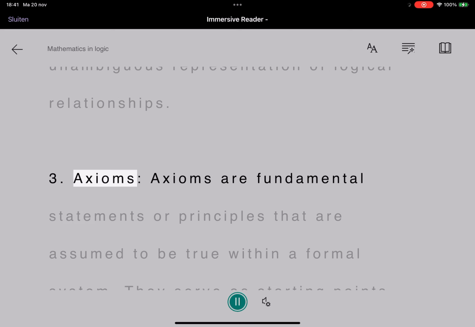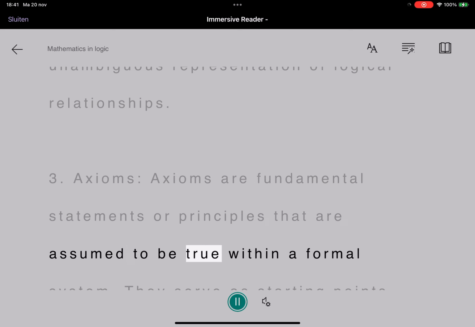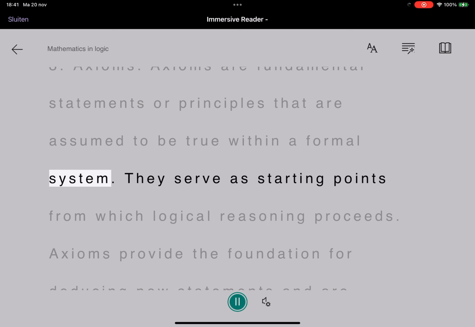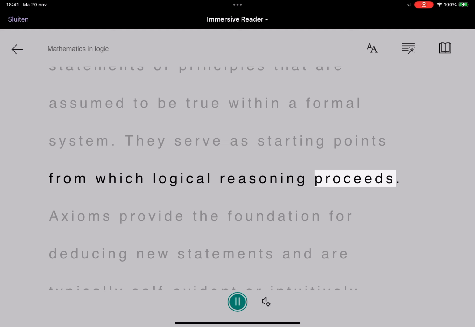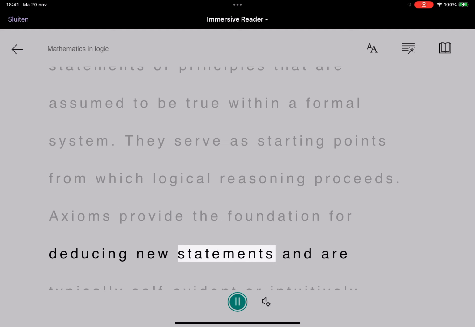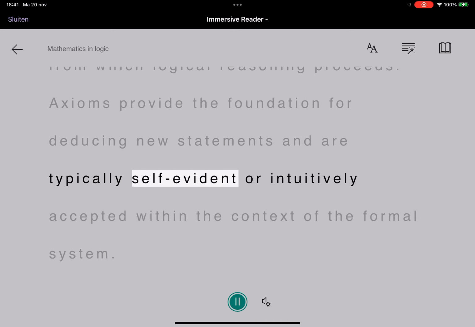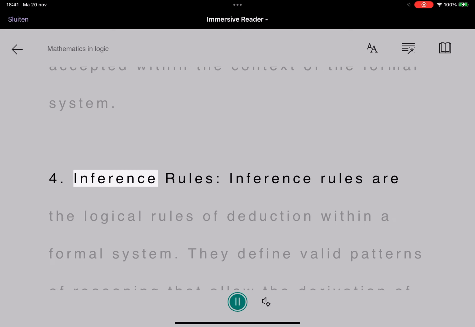3. Axioms. Axioms are fundamental statements or principles that are assumed to be true within a formal system. They serve as starting points from which logical reasoning proceeds. Axioms provide the foundation for deducing new statements and are typically self-evident or intuitively accepted within the context of the formal system.